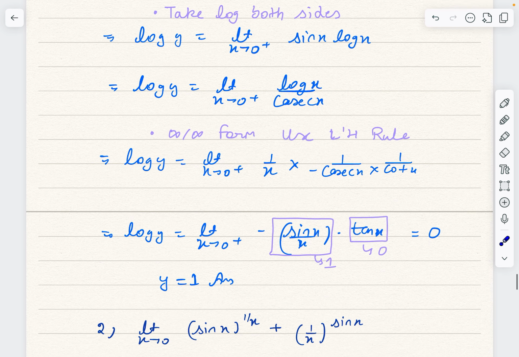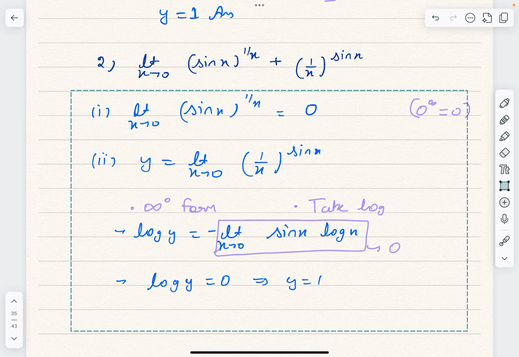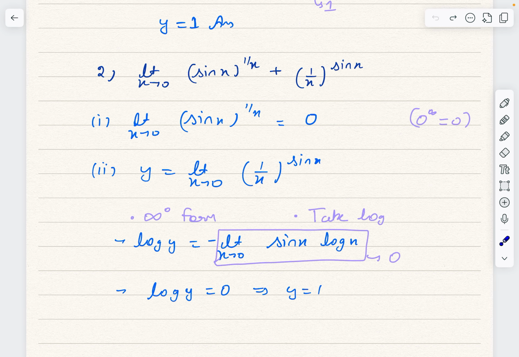Let us see the next example. This example you can try yourself, guys. We have limit x tend to 0 of sine x power 1 by x plus 1 by x power sine x. Give it a try, then we'll start discussion. So the final answer here is 1. See how? If you see this part first of all, if you put x as 0, you get 0 power infinity.